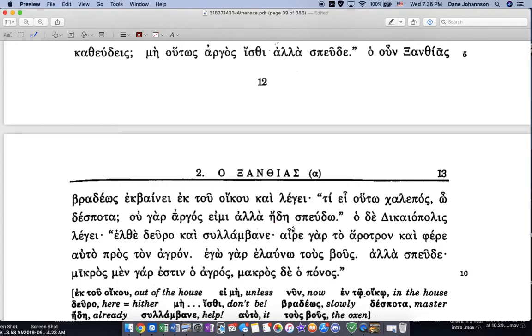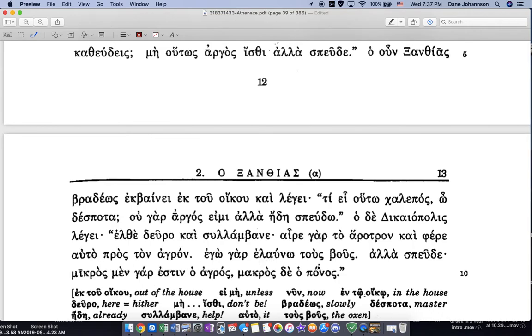already, now, I'm already hurrying, speeding up, speudo. Ho de Dikaiopolis aphiketo pros ton agron. But Dikaiopolis, oops, sorry, I skipped. Ho Dikaiopolis legei, eltha deuro kai sullambane. But Dikaiopolis says, eltha deuro, come here, kai sullambane, and help. So that's another sullambano, I help, sullambane would be help, just like isthi, it's an imperative, help, it's a command. Aire, another command, aire, lift up the arotron, the plow, or pick up the plow, kai phere, another imperative, and carry it, phere auto, carry it pros ton agron, to the field.